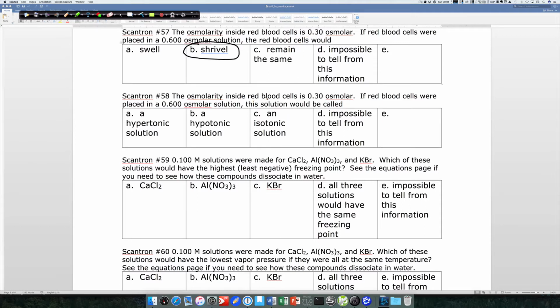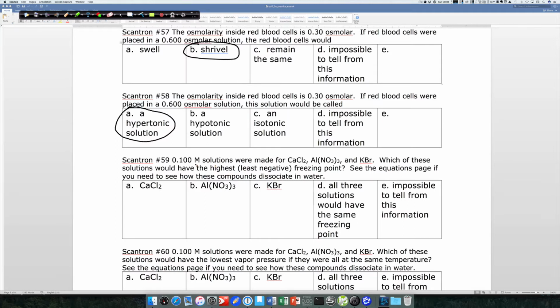And then this question starts off the same. It's still 0.3 osmolar inside the red blood cell and then placed in the same concentration. The solution itself would be called hypertonic because it's more salty, so to speak, than the red blood cell itself.